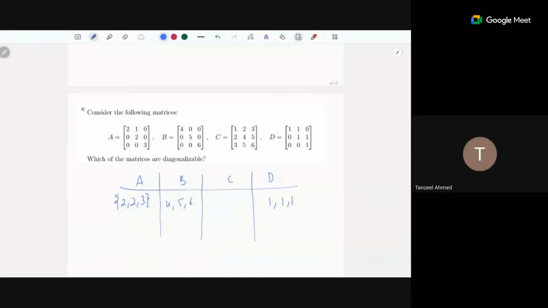It looks like one will be there twice. So you can calculate the eigenvalue for C. So let's not go into that. Okay, so now let's look at matrix A.